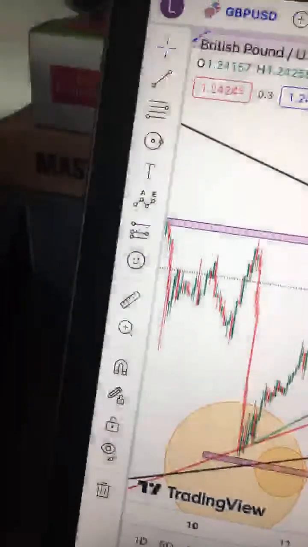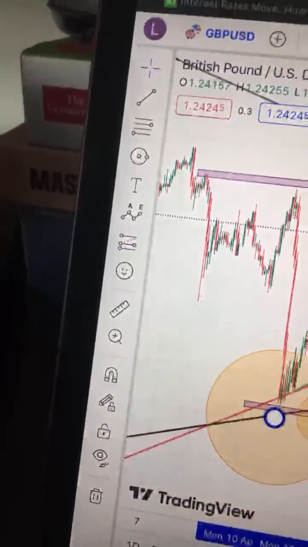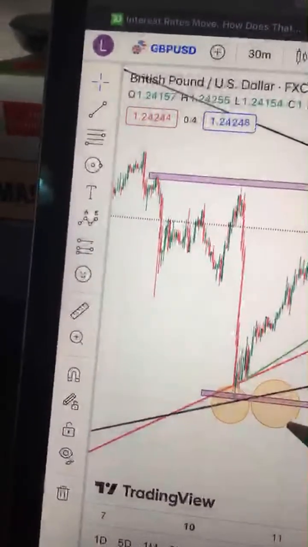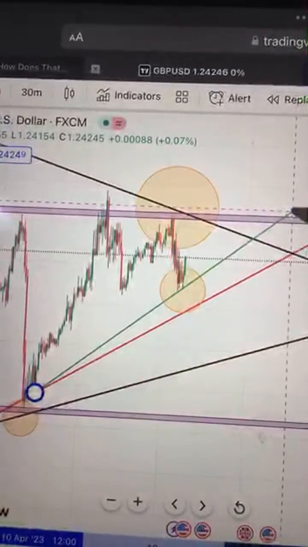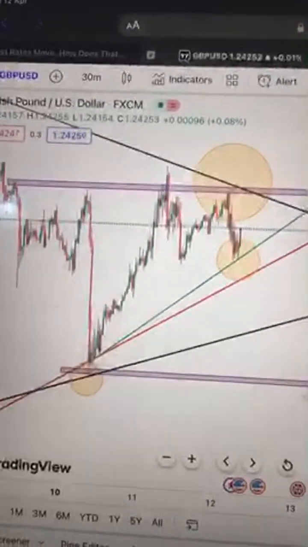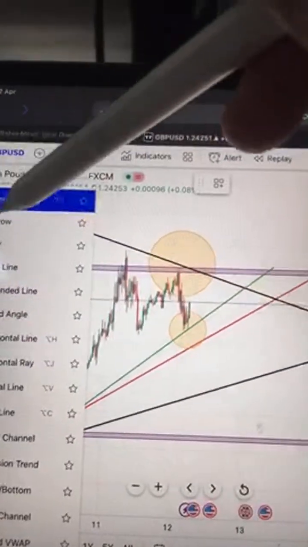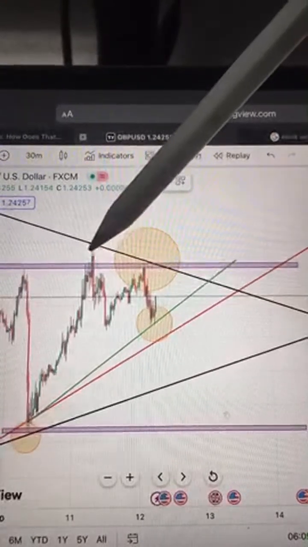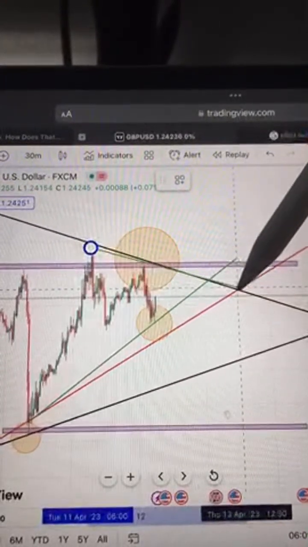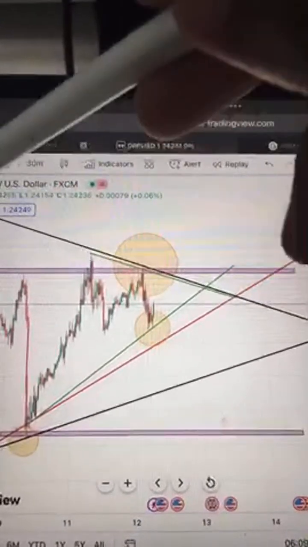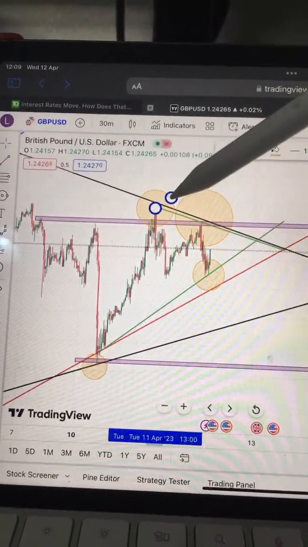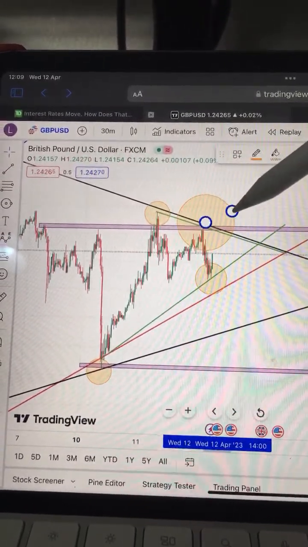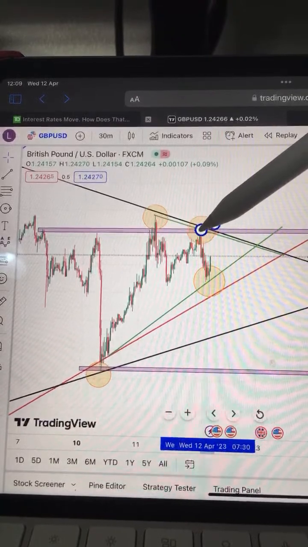Here's my touch one, and for my touch two will be right there. Here is my touch two, and on this channel right here, let me do the same thing. Here's my touch one and my touch two. Here is my touch one, and here is my touch two.